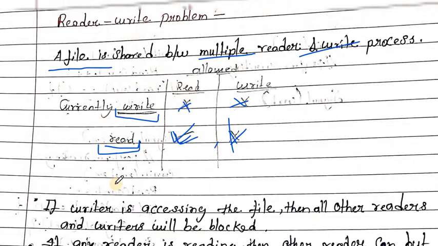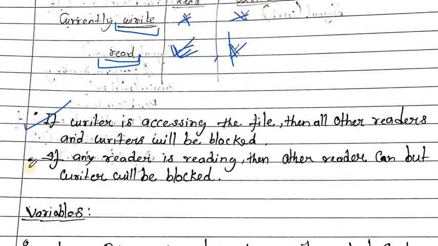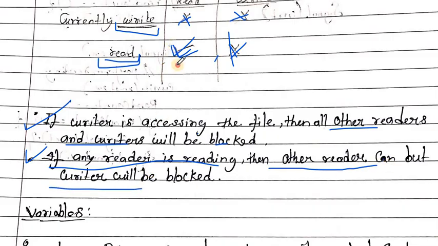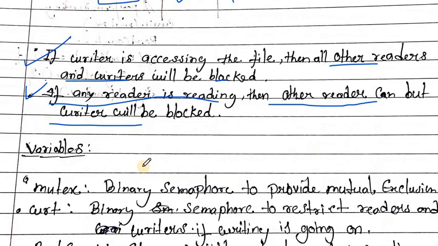The same thing written in statement form: if the writer is accessing the file, then all other readers and writers are blocked. When the writer is accessing the file, the reader and writer are both blocked. If any reader is reading, then other readers can read, but writers are blocked.